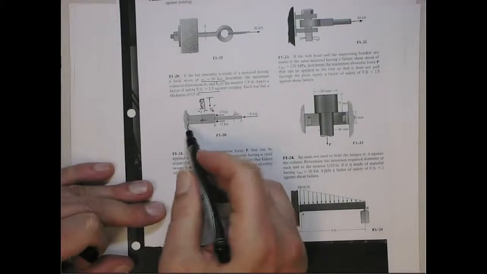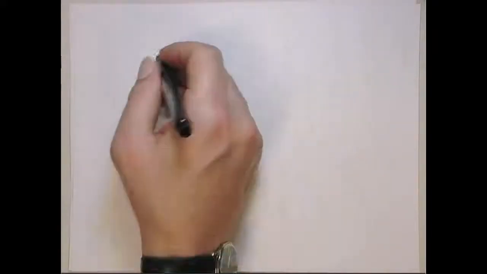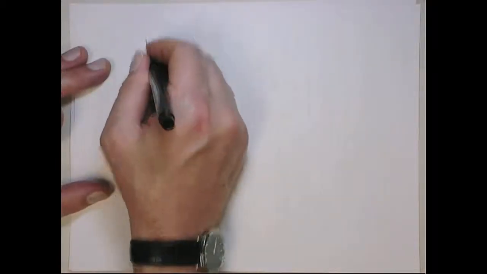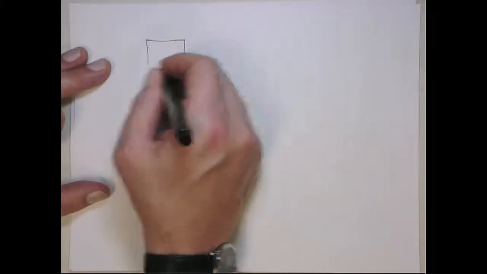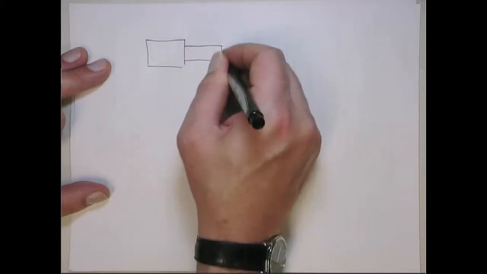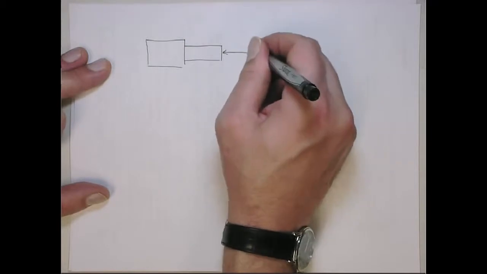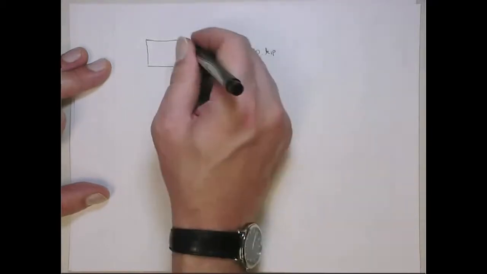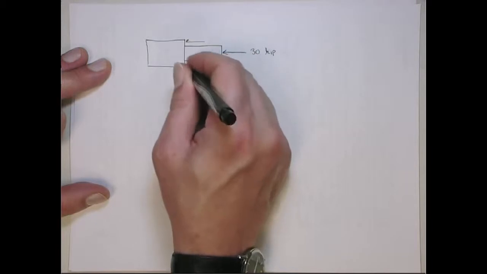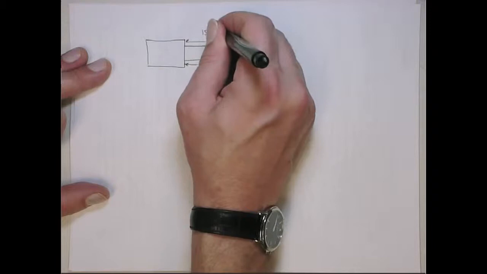We'll do the same analysis at a cut between C and B. All right? So again, at the end, we have the 30 kip force here, and then we have these two shoulder forces, each of 15 kips.